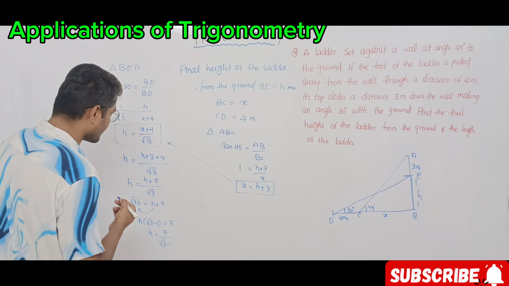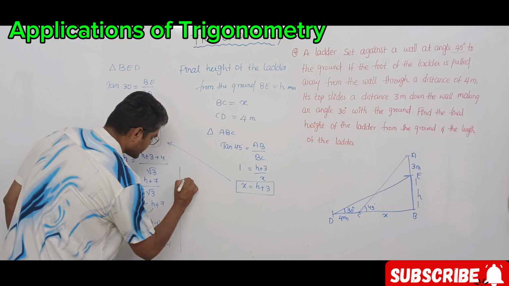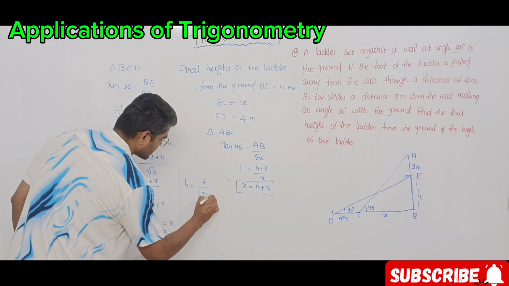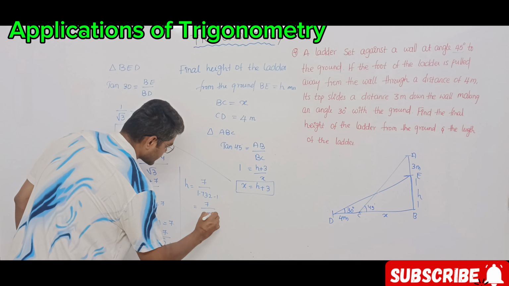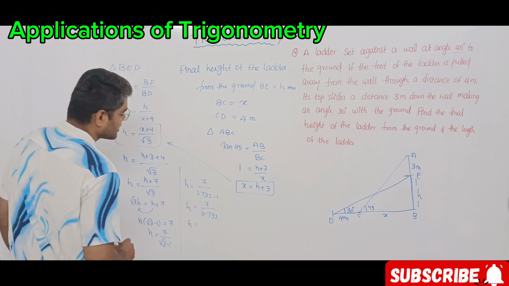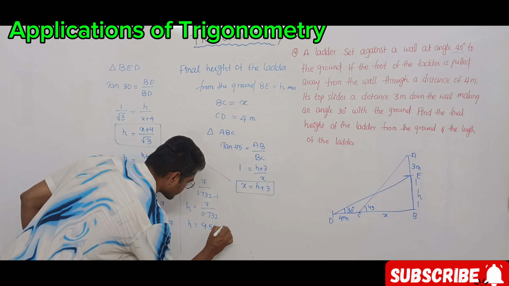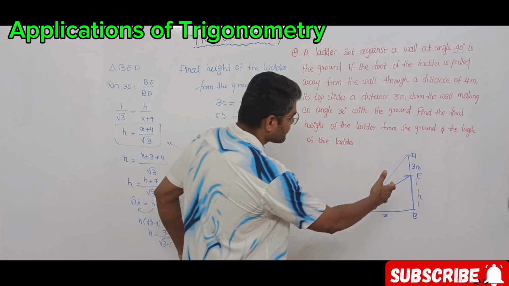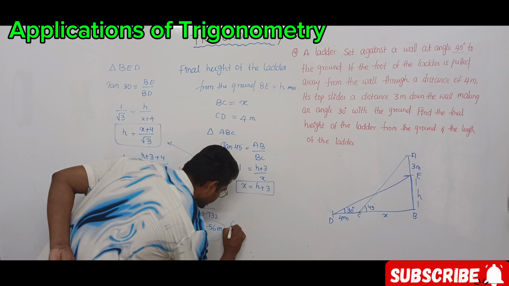Root 3 value is 1.732. Now h is equal to 7 by 1.732 minus 1, that is 7 by 0.732. So if we simplify this one, we'll get 9.56 meters. So this is what we have to find, that is the final height of the ladder. This is the final height of the ladder.